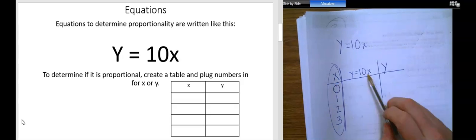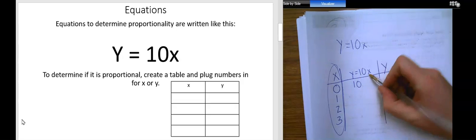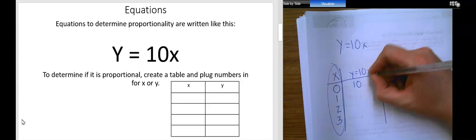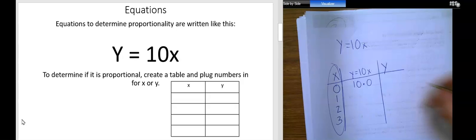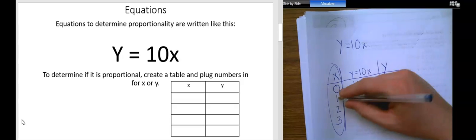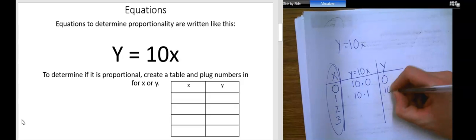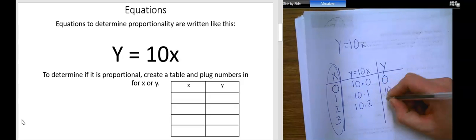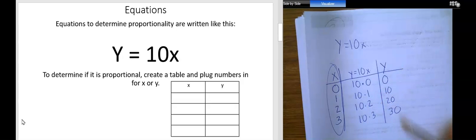So I'm going to replace x with this number. So y equals, and it's going to be 10. Where are the x's? I'm going to replace it. And if a number is next to that, it means times. So this would be 10 times 0. Well, 10 times 0 is 0. Now I'm going to replace the 1 here. 10 times 1 is 10. 10 times 2 is 20. 10 times 3 is 30. And there's my table.